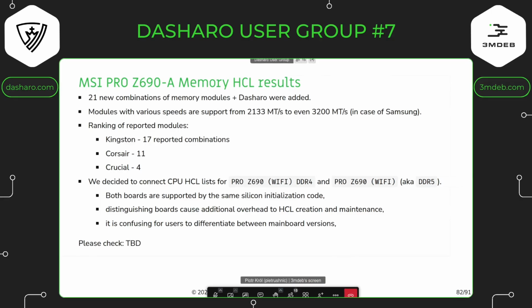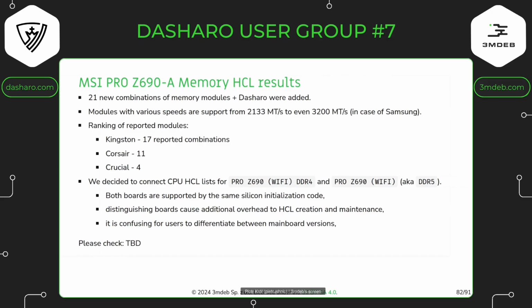There are various speeds supported, from 2133 mega transfers per second to 3200 mega transfers. The last one is for Samsung. There is only one report with that speed. This is for Z690. There should be one for Z790, but there is some problem with the script. I couldn't extract memory information, so there is something to be fixed.